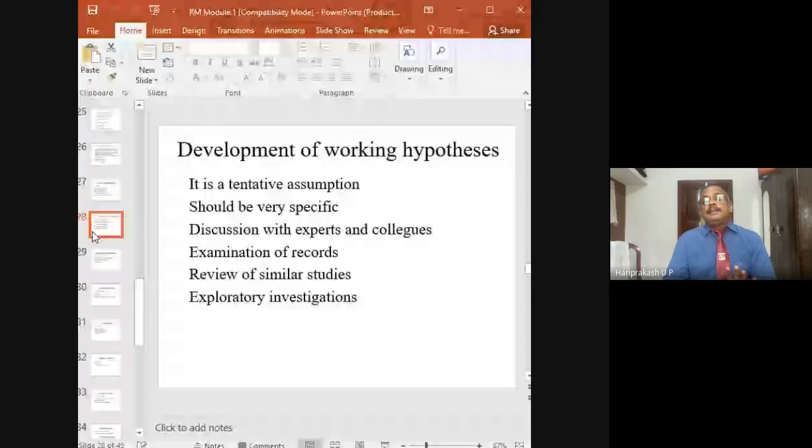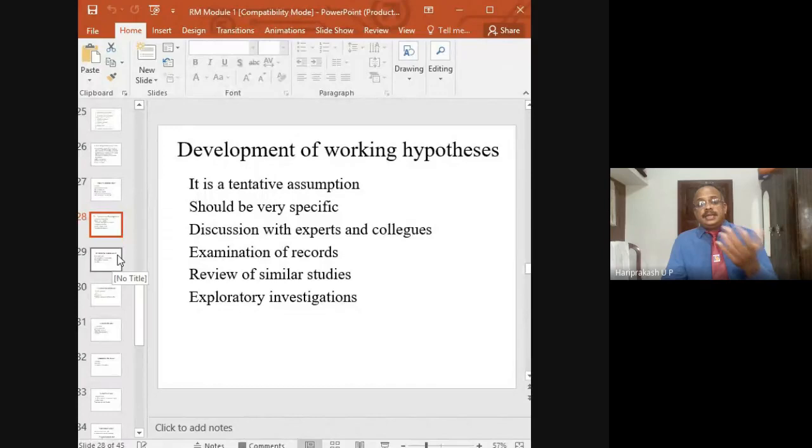It is not compulsory for every research that there should be a hypothesis. When you are doing a more in-depth study and you want to do more analysis, then it is needed. But for every research, it is not compulsory to have a hypothesis.